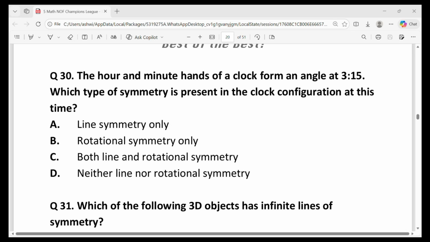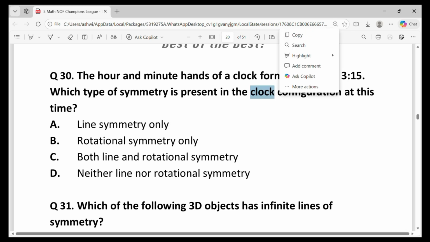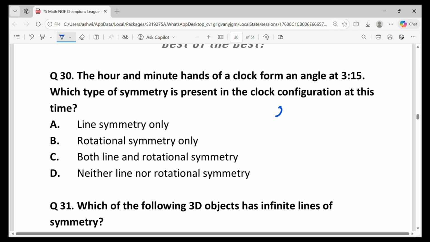Question 30. The hour and minute hands of a clock form an angle at 3:15. Which type of symmetry is present in the clock configuration at this time? At 3:15, the minute hand points exactly at 3 and the hour hand is a quarter of the way between 3 and 4. The angle between 3 and 4 on the clock is 30 degrees. A quarter of that angle is 30 by 4, that is 7.5. Thus the angle between the hands is 7.5.